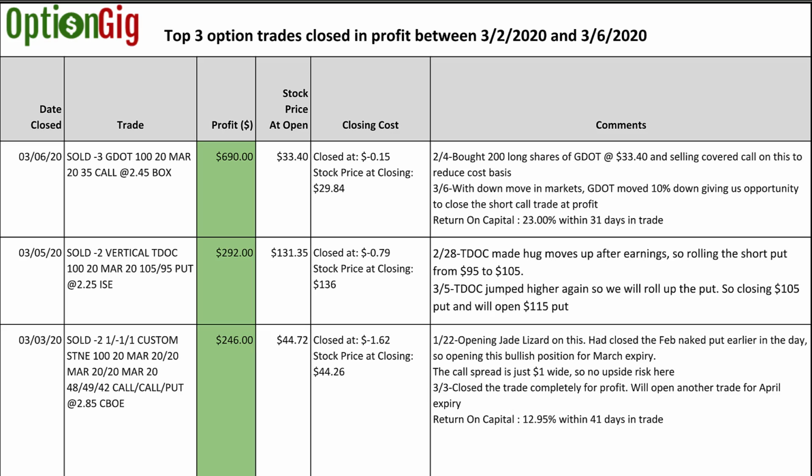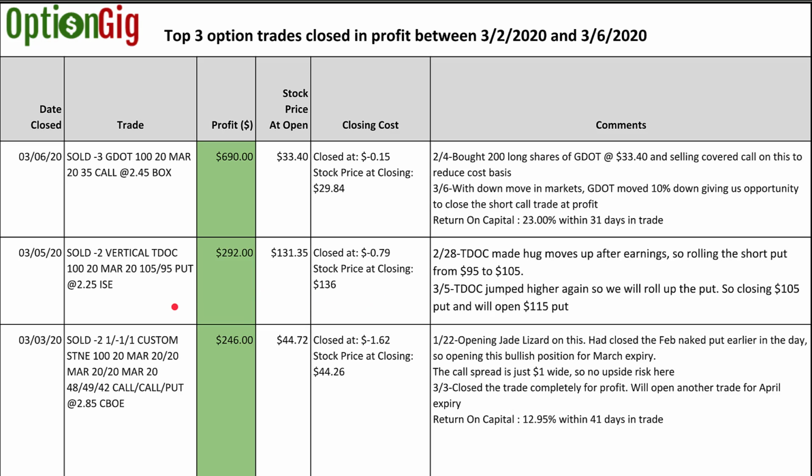We closed the 95 put and opened a new 105 put, and we got a handsome $292 profit for doing that. When we opened the trade, TDOC was trading at $131.35. When we rolled up our put, the stock was trading at $136.